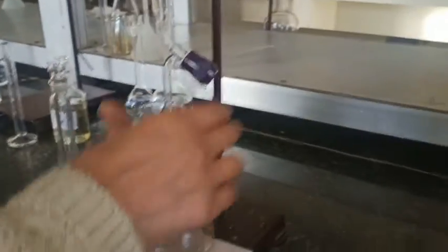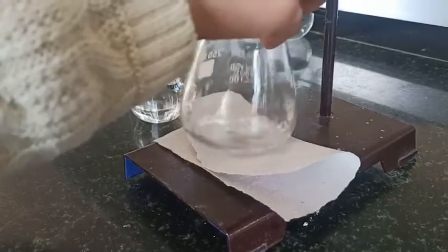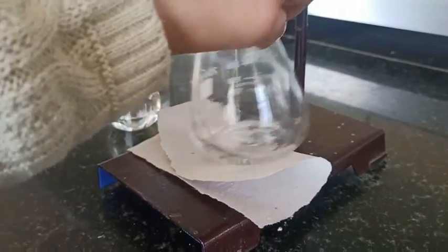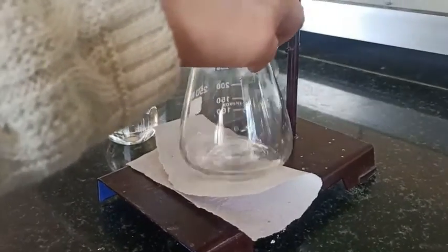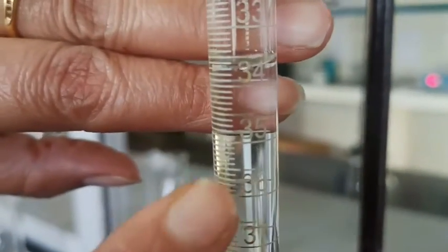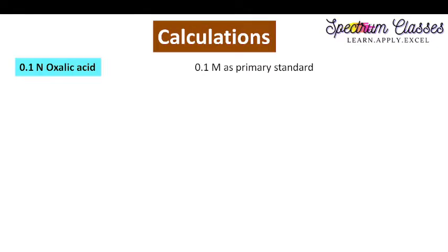The initial reading is 25 and we will start titration. So here you can see initially we do not have any color. And now the final reading. Final reading is 33.7. Now the calculation part.